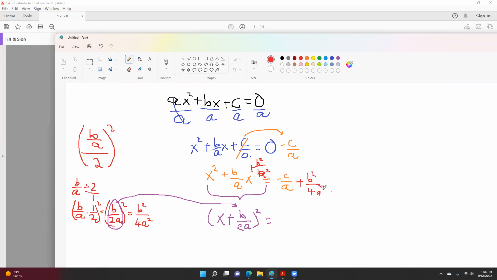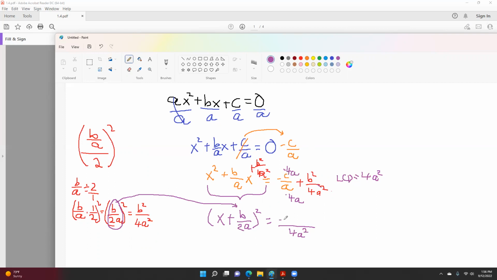In order for us to add this fraction, you have to find the LCD in this case. And your LCD in this case will be 4a squared. So in order for us to get this as a 4a squared, I have to multiply this by 4a. This one I do not need to multiply because it's already 4a squared. So now my denominator here will be 4a squared. As long as you have the same denominator, we can add this up.